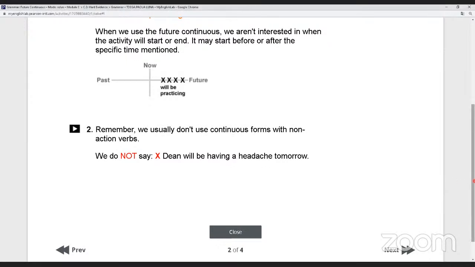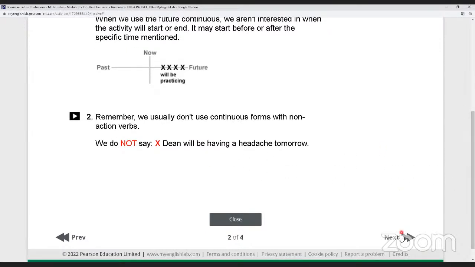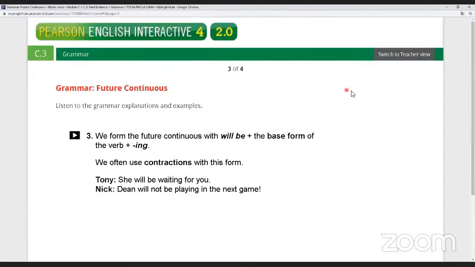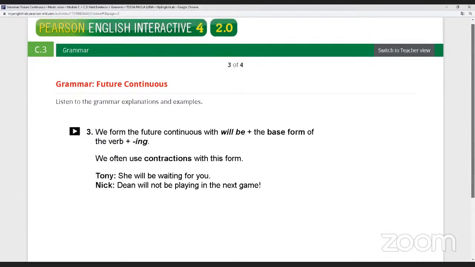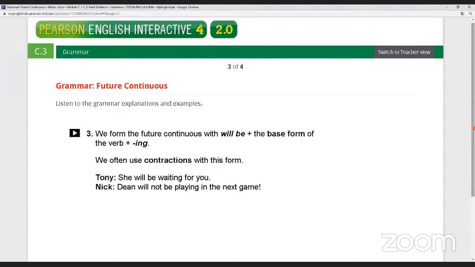So don't forget, it depends on the context, right? Everything is a context. Now we're going to learn a little bit about the structure. It's not difficult. It's one of the simple structures that we are going to find because it's a combination. So let's listen to the audio.